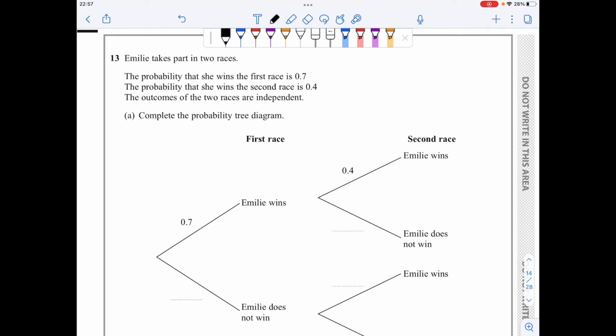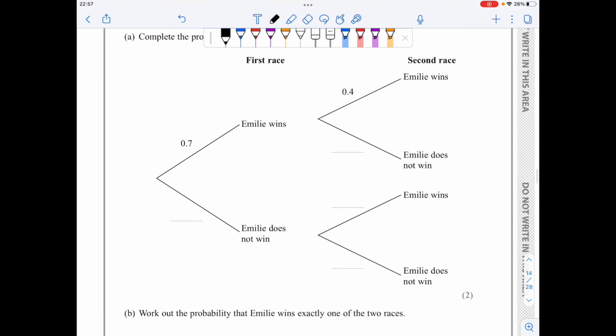In question 13, I'll first complete the tree diagram. I've got a 0.3 here, and then the second race has probability 0.4 and 0.6 for both sets of branches.